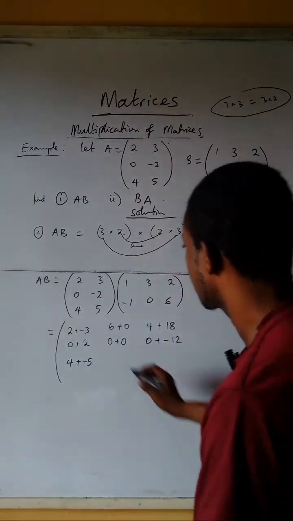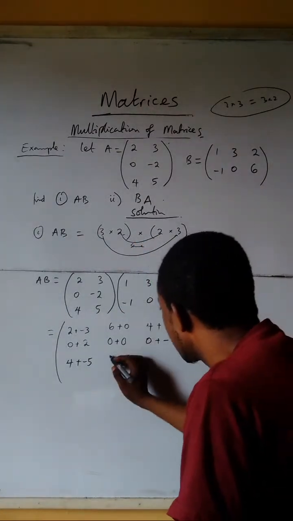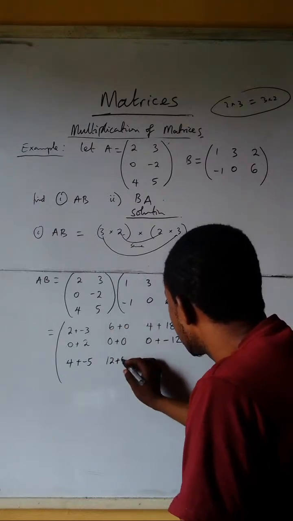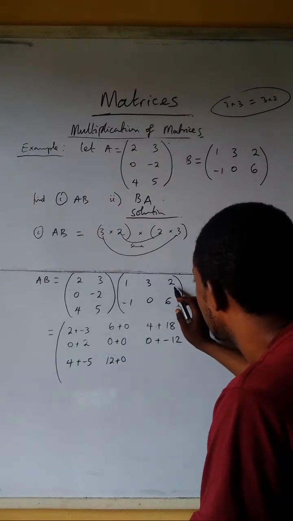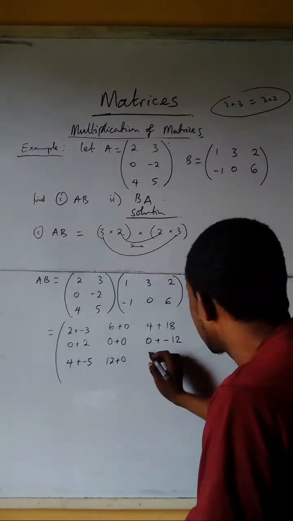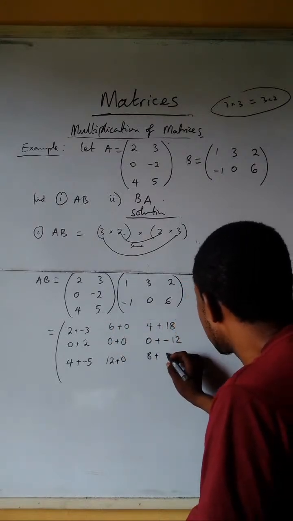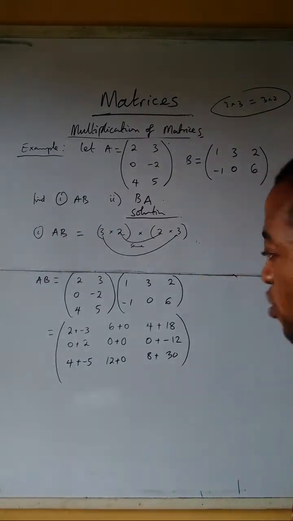Then next, use the same rule to do it in the next column. 4 times 3, that's 12. Then plus 5 times 0, that's 0. Then we have 4 times 2, that's the next thing. That's 8. Then plus 5 times 6, that's 30. Then we just add this and we are done.